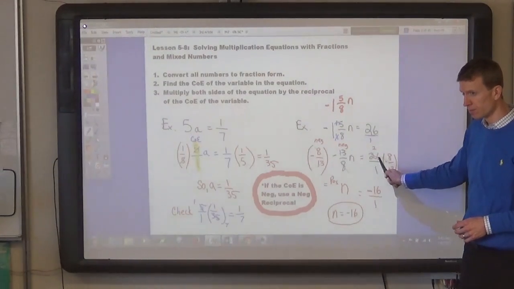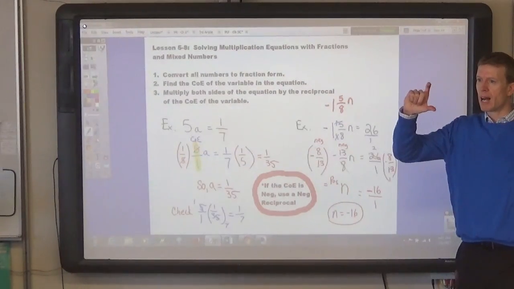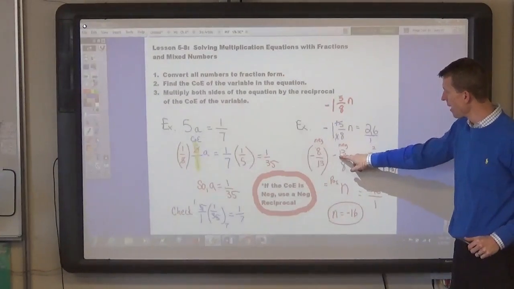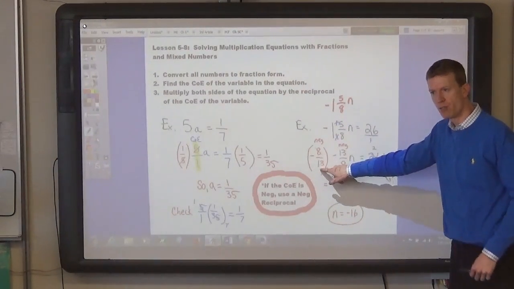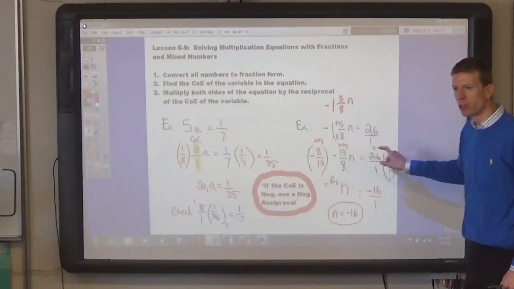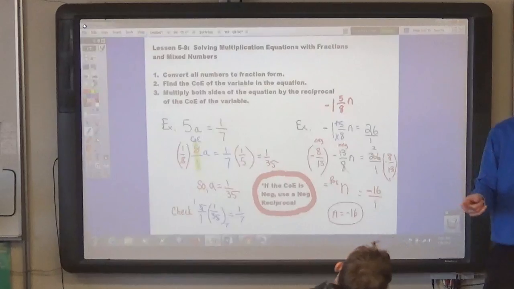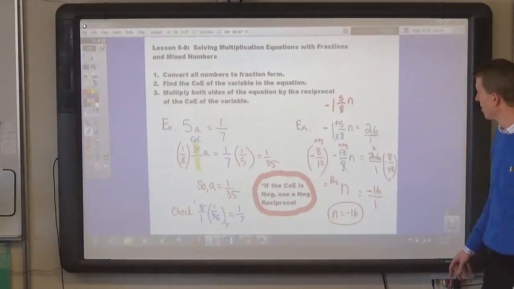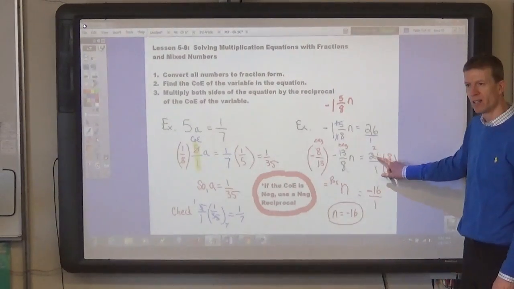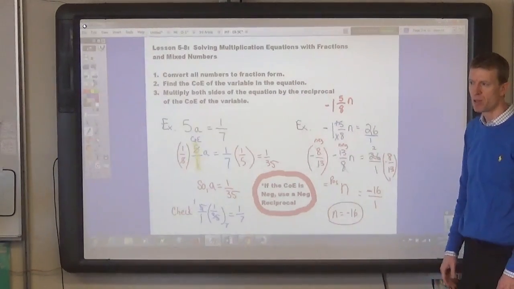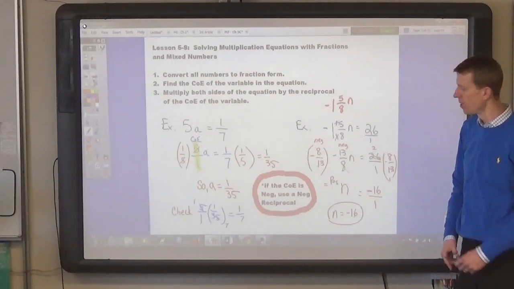Okay? When you flip it, that tells you what number to multiply on both sides. So we have -13/8. If you flip it, you have -8/13, right? And that's the number you multiply on both sides. So you multiply the flipped one on both sides, by whatever's on the other side, everything on the right side. Happens to be just 26 in this case. Yep. Let's practice.